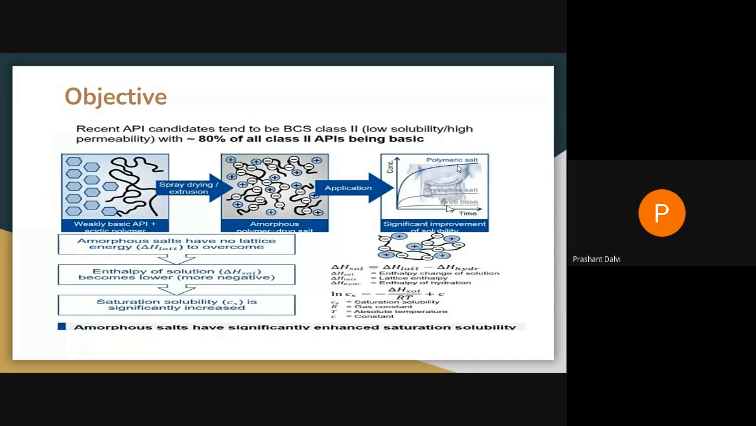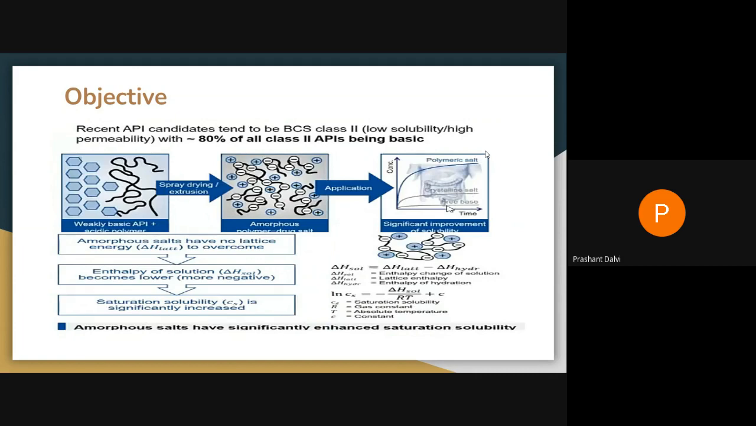So there is a significant improvement of the solubility of the drugs when you convert it into the polymeric form. In these amorphous salts, there is no lattice energy to overcome. In amorphous form, the enthalpy of the solution becomes very low. The saturation solubility also significantly increases, and the availability of the drugs at their targeted sites is in large amounts. That's why it shows more viability, more pharmacological and therapeutic actions.